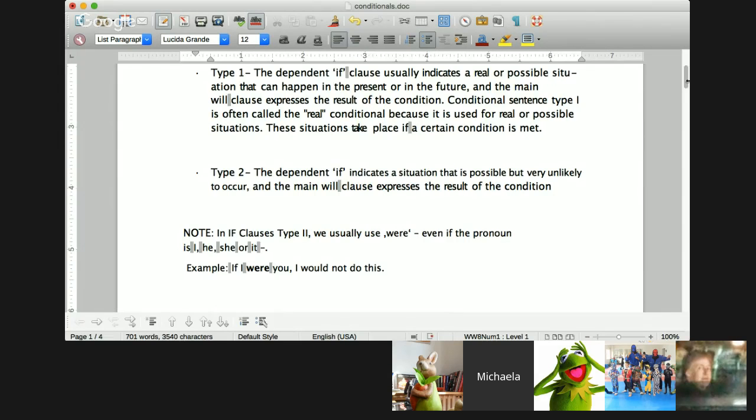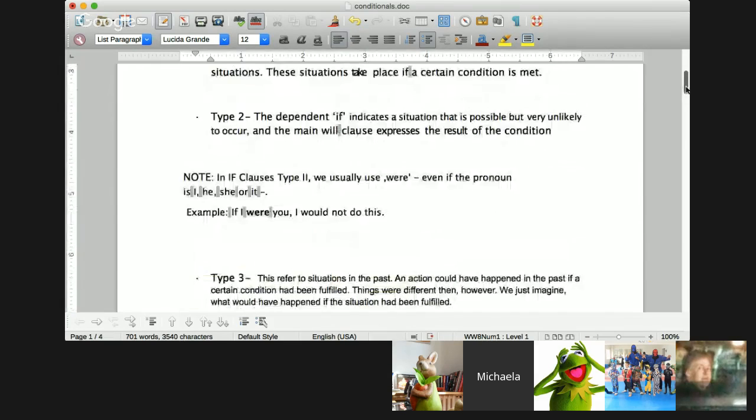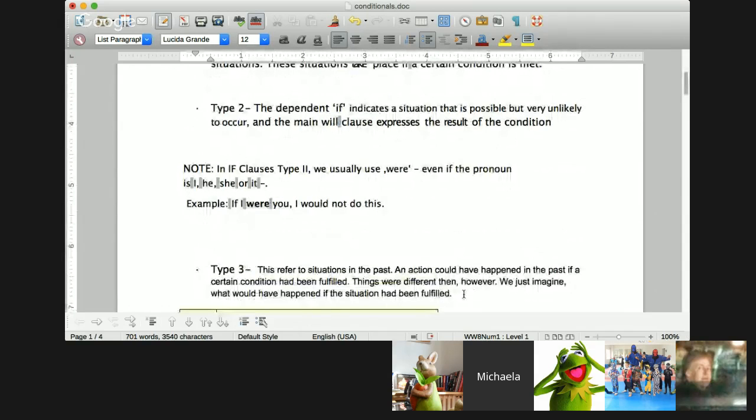Okay. So let's keep reading. We've got one more type to read about before we start to look at some examples. Type 3, it's Claudio's turn to read. Can you read about type 3 for us?